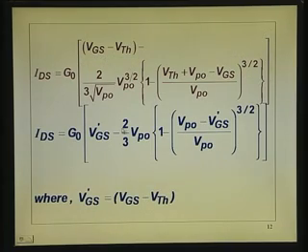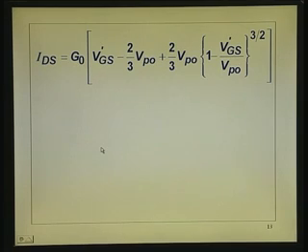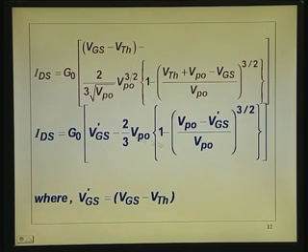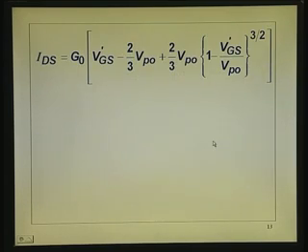I have rewritten this equation now. G naught into V_GS' minus 2/3 of V_P0, plus 2/3 of V_P0 into that quantity. That quantity I am putting as 1 minus V_GS' by V_P0. Simple manipulation, nothing much done.